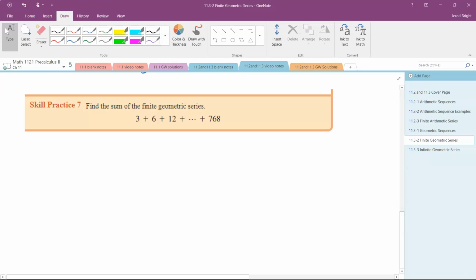Find the sum of the finite geometric series. The beauty about all this is, what do we need to know here? We need to know n, right? I know what a1 is. a1 is 3. And then 1 minus the common ratio, which appears to be, between there and there, times 2, times 2. So it'd be 2 to whatever n is, all over 1 minus 2. So I just need to figure out n.